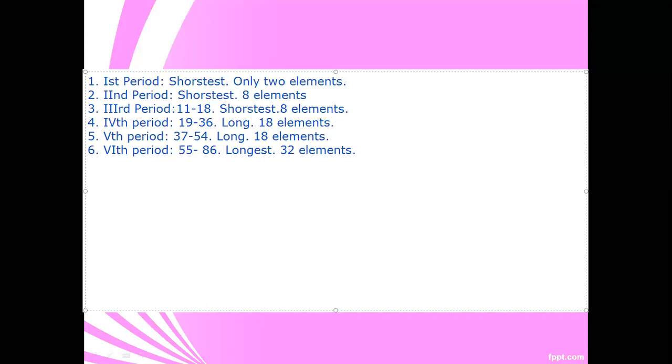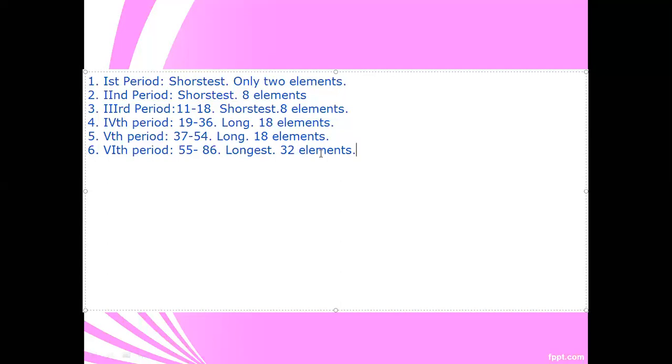So this sixth period includes 8 representative elements, 10 transition elements and 14 inner transition elements, that is lanthanides. This is the lanthanides in the sixth period, that is cesium to radon. So the sixth period contains atomic numbers 55 to 86. This is also a longest period because it contains 32 elements.